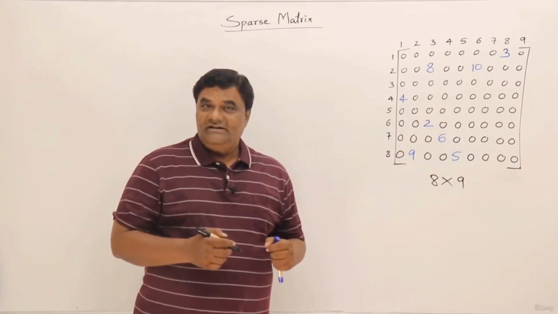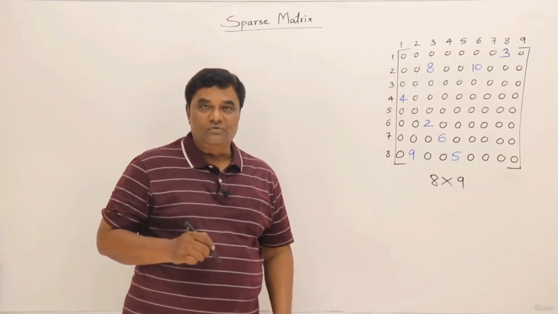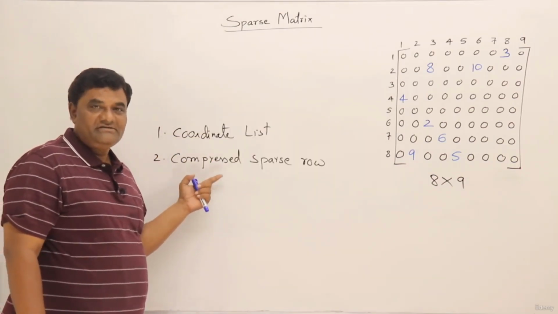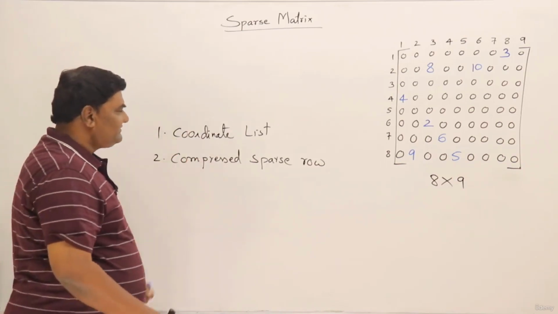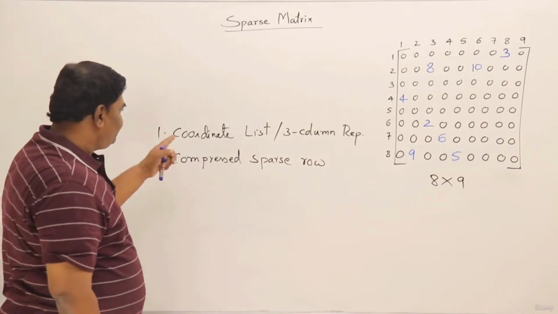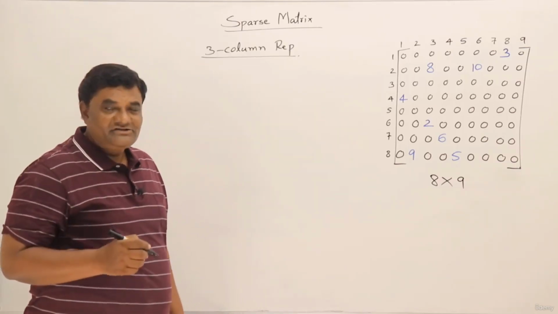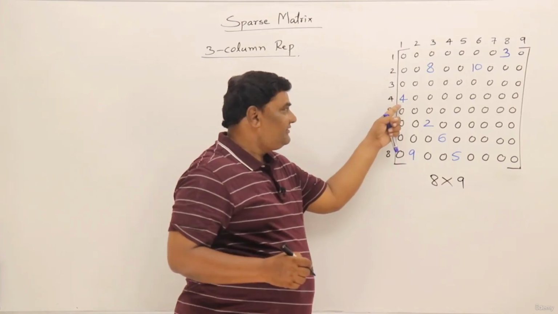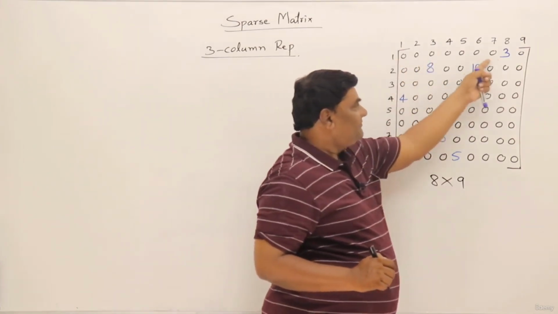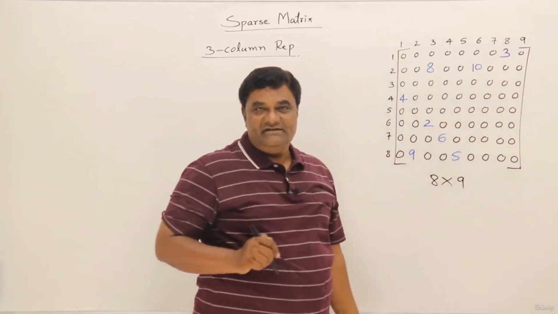One method is coordinate list and the second one is compressed sparse row. So these are two representations, coordinate list and compressed sparse row. And this coordinate list is also called 3-column representation. So first we will see coordinate list or 3-column representation. For coordinate list, for every non-zero element, we need 3 things. First is its row number, second is column number and the element itself.